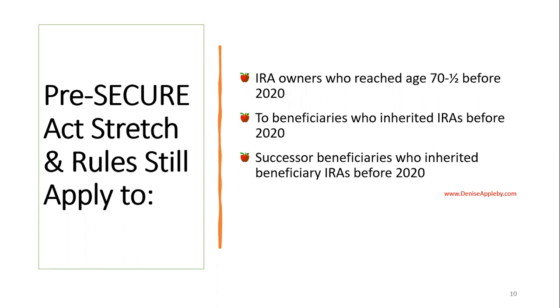It means that if a client tells you that they inherited an account, you want to find out if the client that is sitting in front of you is the original primary beneficiary or a successor beneficiary, because if they're a successor beneficiary, then they might still be eligible for the stretch if the original beneficiary died before 2020.